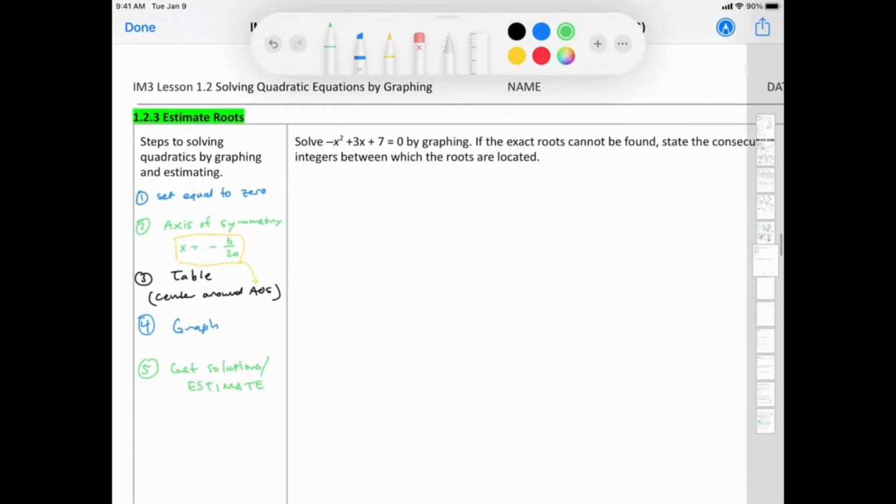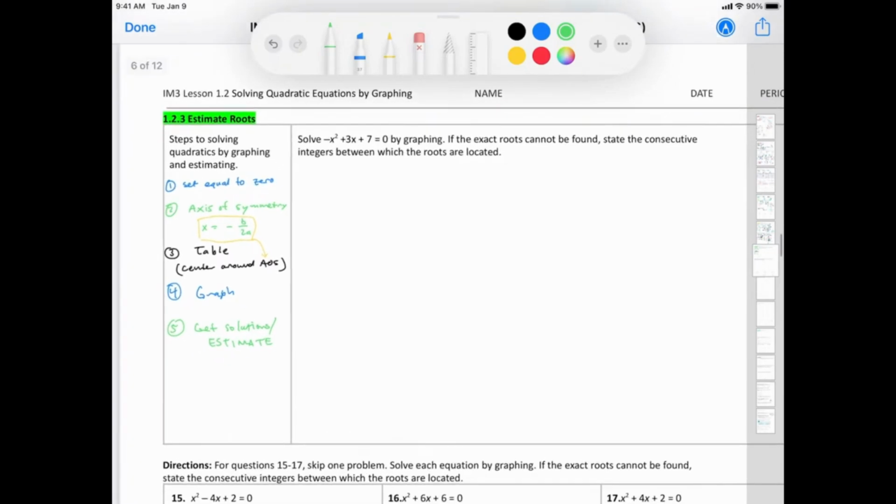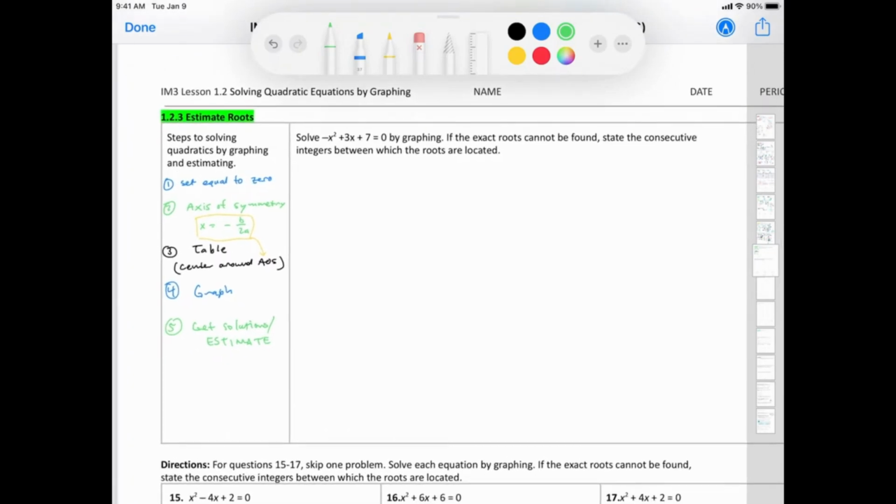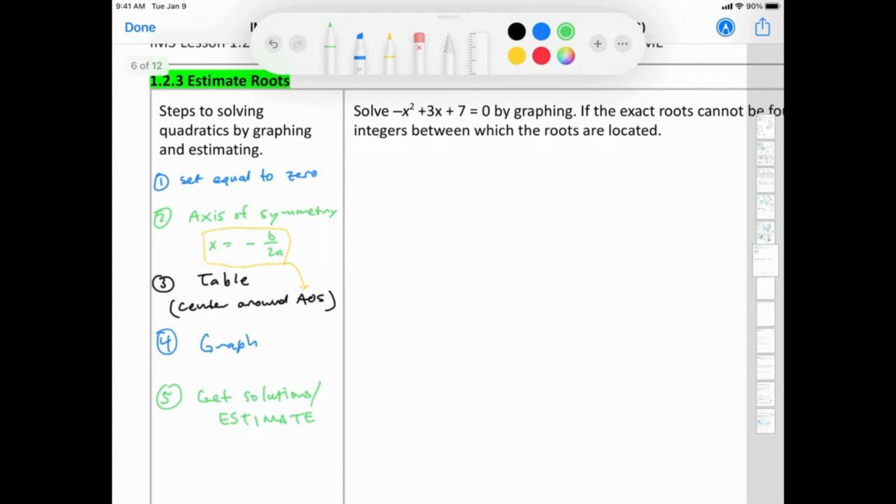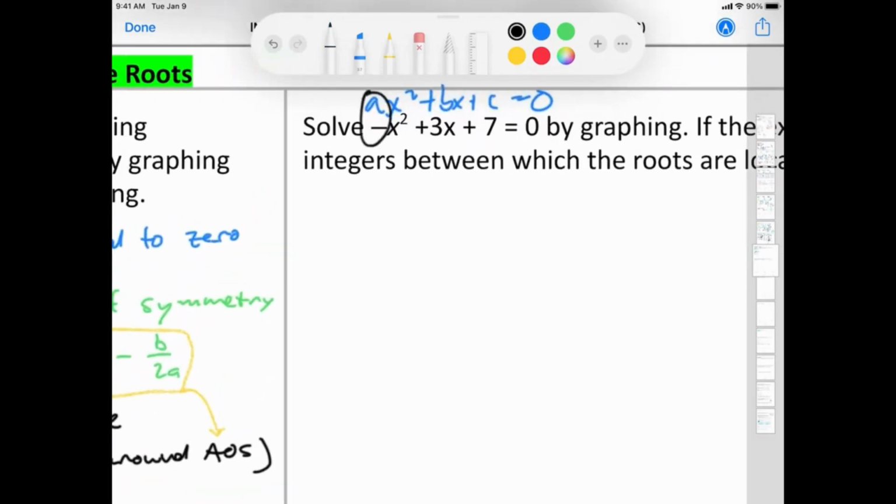Let's do this example together. Solve negative x squared plus 3x plus 7 by graphing. If the exact roots cannot be found, state the consecutive integers between which the roots are located. Okay, let's take a look at this one. So, we have the first one. Let's get our a, b's, and c's. a, b, c, easy as 1, 2, 3. What is a? Negative 1. b is 3, and c is 7.